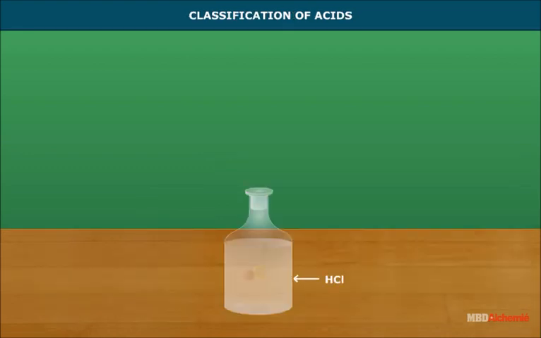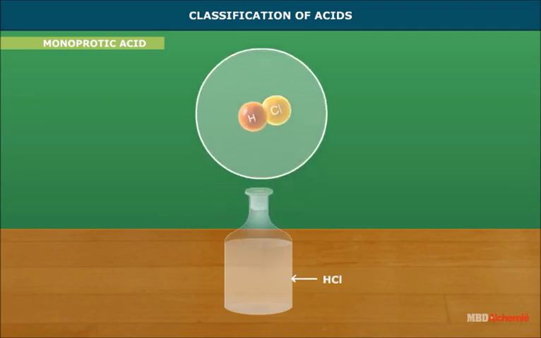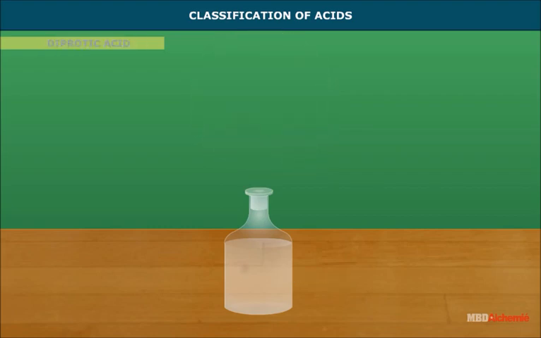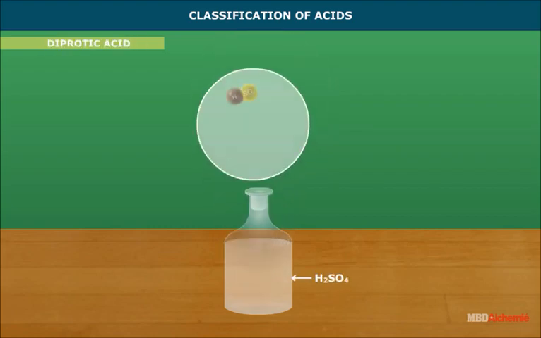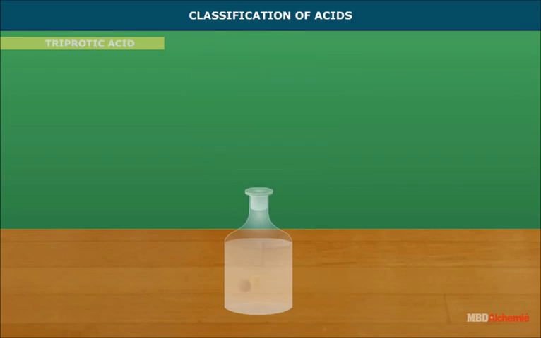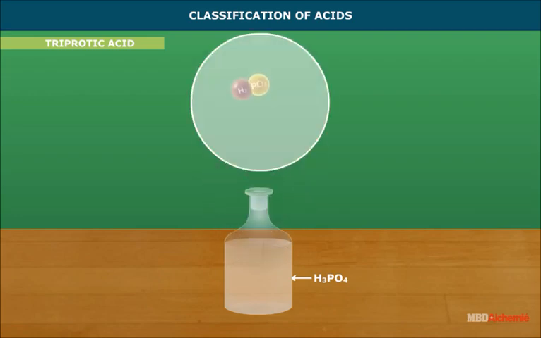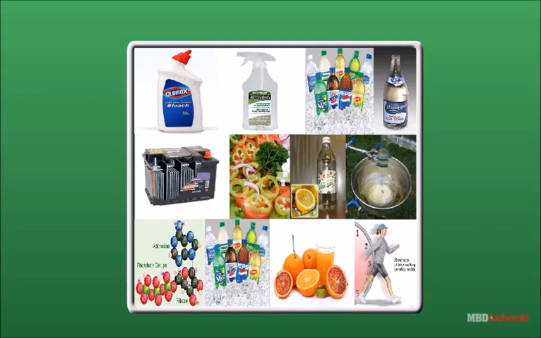Acids are classified on the basis of the number of protons produced per molecule of acid. A monoprotic acid, like hydrochloric acid, produces one proton. A diprotic acid, like sulfuric acid, produces two protons. A triprotic acid, like phosphoric acid, produces three protons. Click on uses of each acid to see their images.